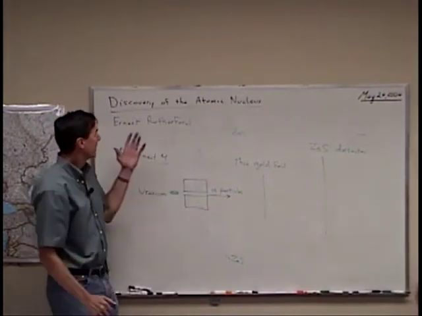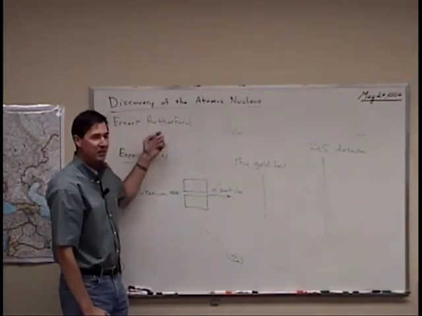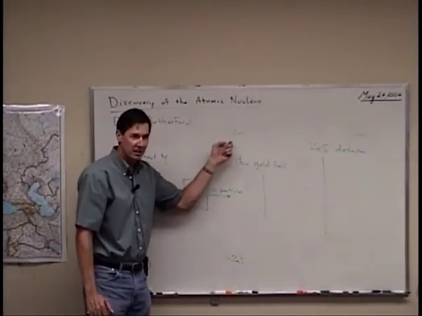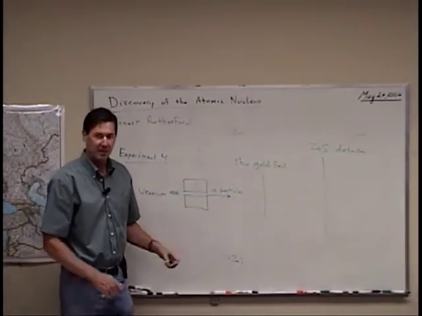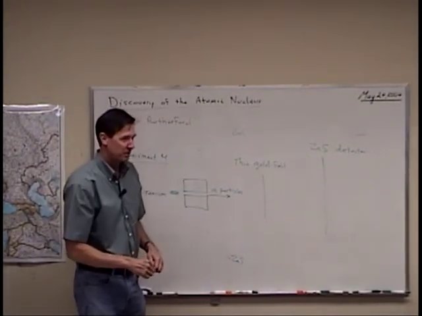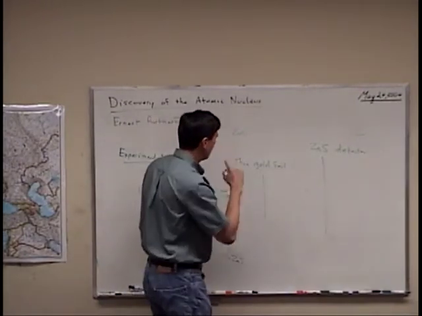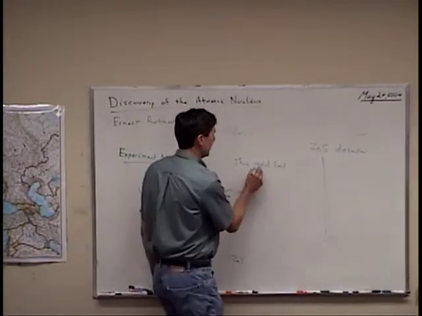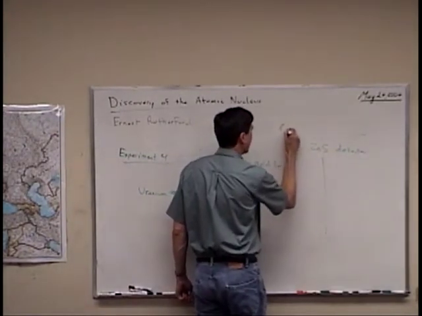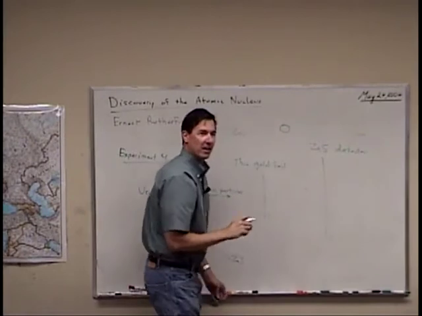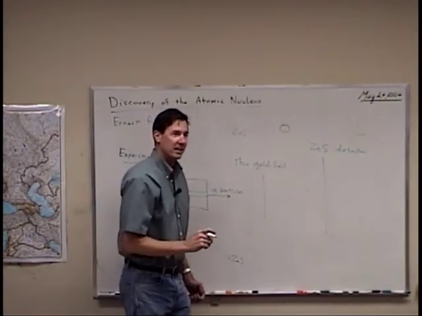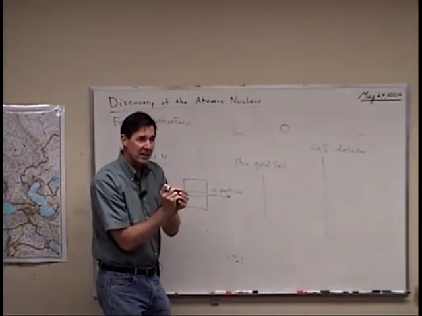Rutherford realizes Thomson's model is wrong, and the only thing that could explain the results of his experiment is if the atomic structure is quite different from what Thomson imagined. What it has to be is, in these gold atoms, the positive part of these atoms is concentrated into a little tiny area.